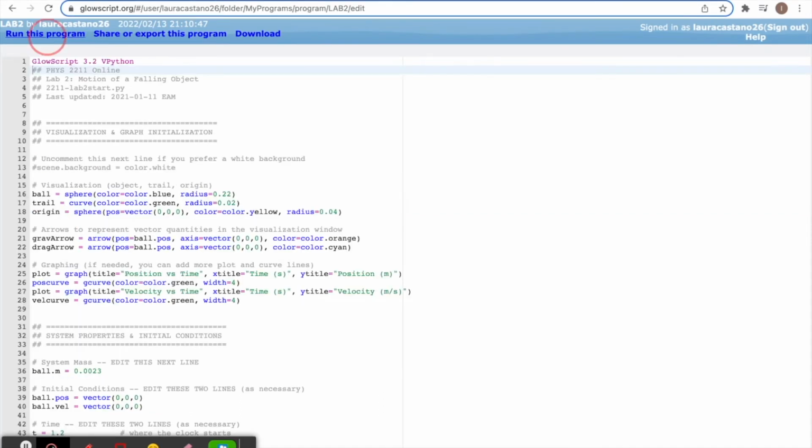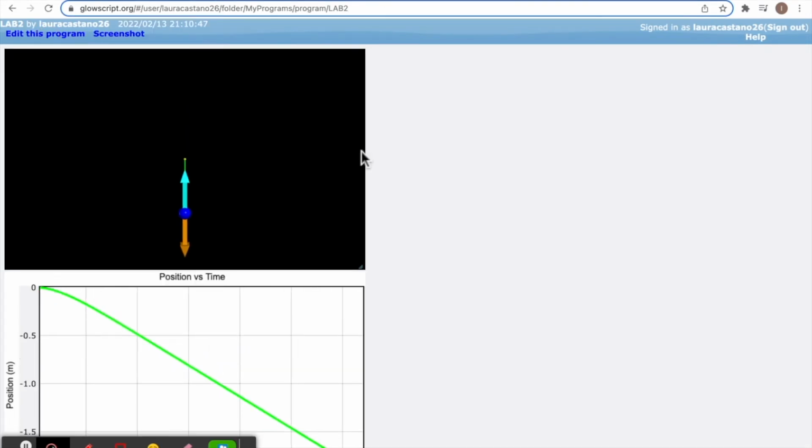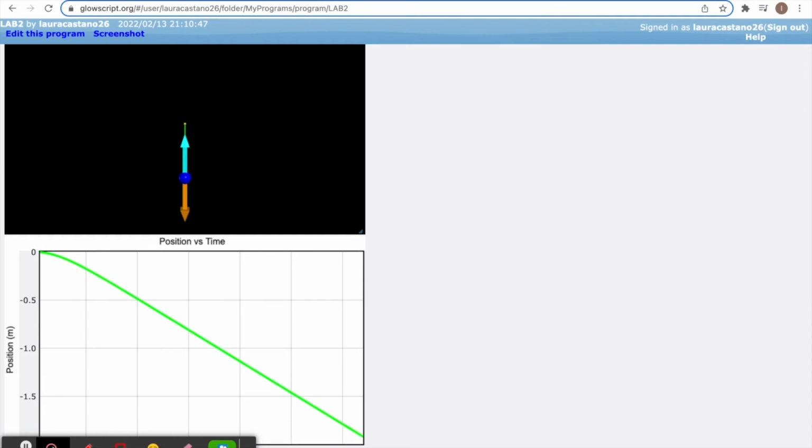So as we run this program, we can see the two arrows. The first one, the blue arrow, is the drag force, and the gravitational force is the orange arrow. It also follows a similar graph as the other two, which are downward sloping graphs.